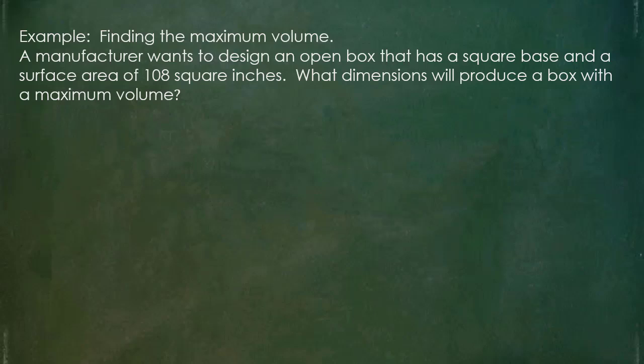Our situation is that a manufacturer wants to design an open box, so that means there is no lid. It would have a square base and a surface area that has been given to be 108 square inches. If we start sketching a picture here, we've just got a box that would be open on top. If the base of this is a square, I can define variables and say that's an x by x on the bottom. Again, this right here would be an open top.